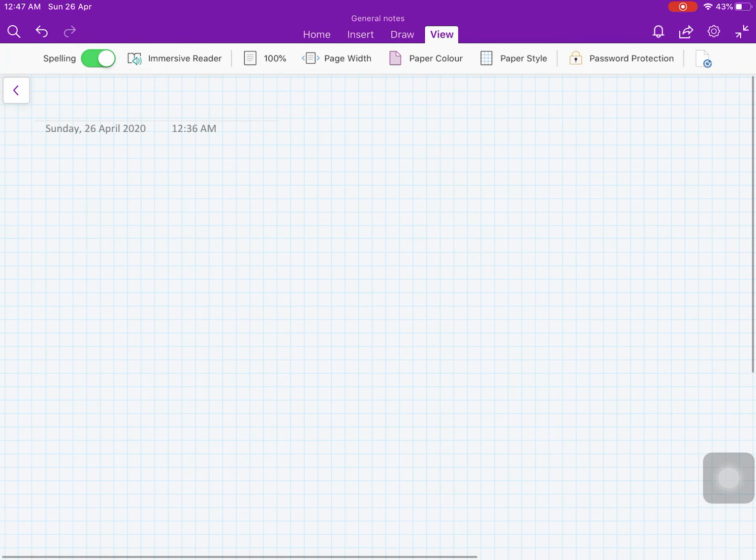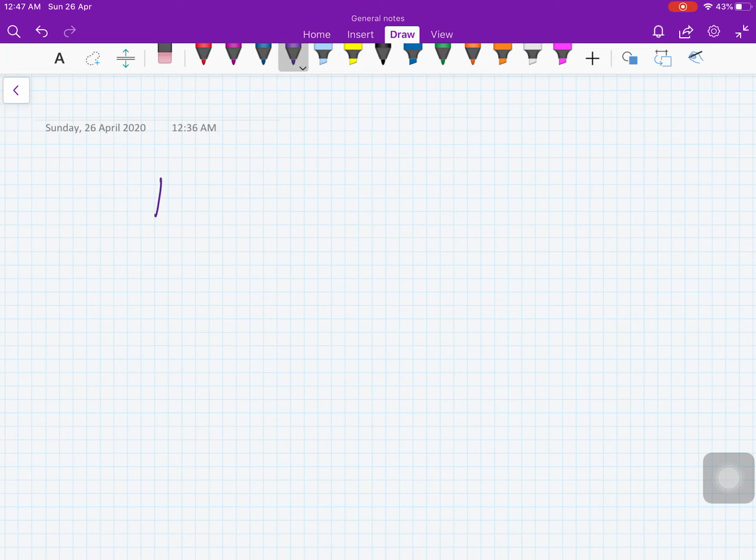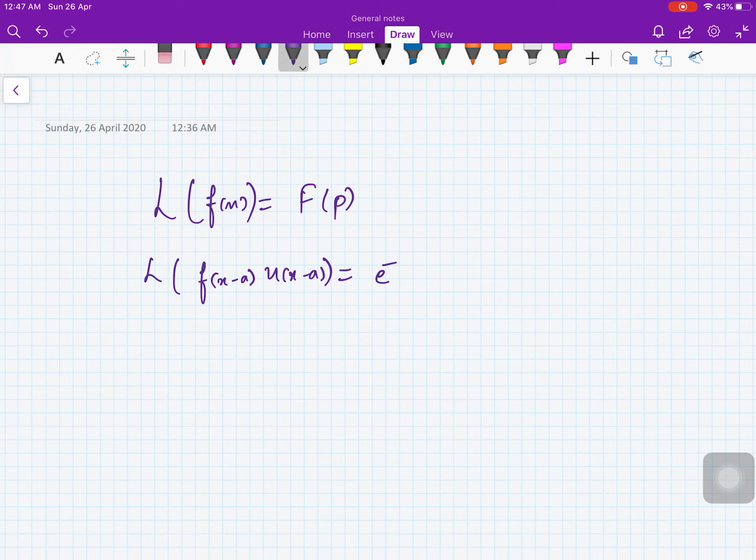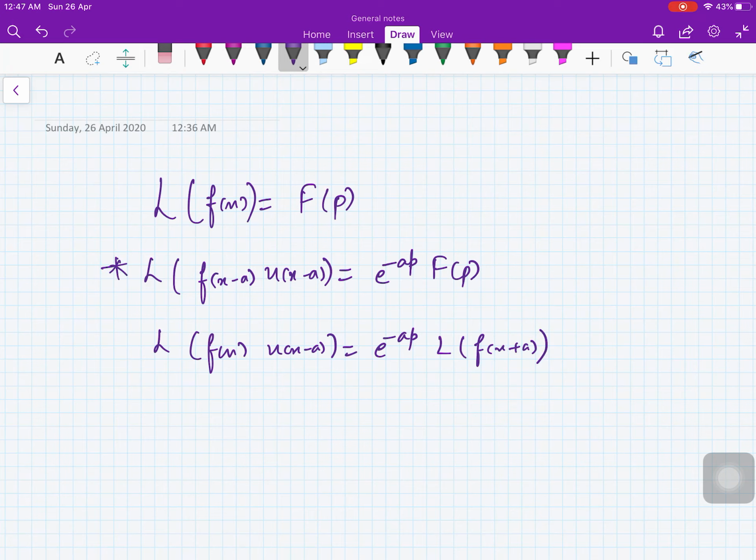In the last video we have seen what the second shifting theorem is. The second shifting theorem says that if L of f of x is F of p, then L of f of x minus a, u of x minus a, is e raised to minus ap F of p. Or you can say L of f of x u of x minus a is e raised to minus ap L of f of x plus a. So these were the equivalent statements 1 and 2 of the second shifting theorem, right?